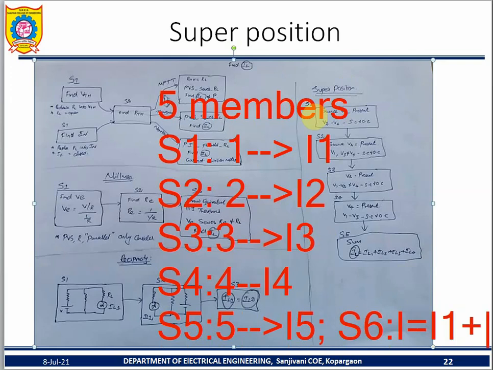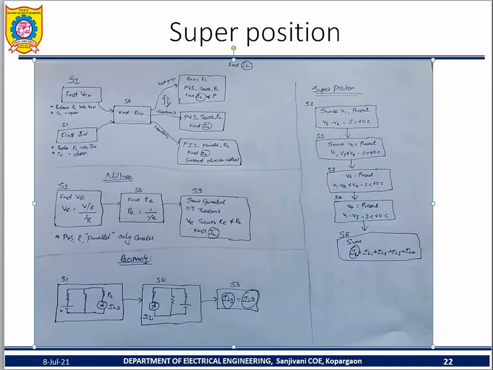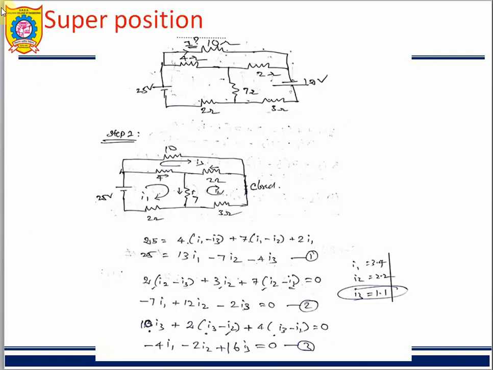So you are going to add I1 to I5. That's all. So this is about the superposition theorem. Okay, limited time, so I will show you directly. Look at the given circuit.